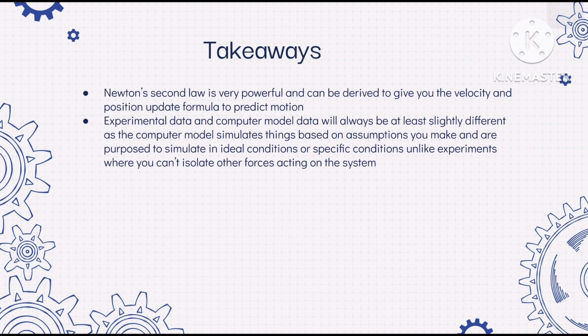Conclusions, some takeaways. Newton's second law is very powerful and can be derived to give you the velocity and position update formula to predict motion as seen in our code. Experimental data and computer model data will always be at least slightly different, as the computer model simulates things based on assumptions you make and is purposed to simulate ideal conditions or specific conditions, unlike experiments where you can't isolate other forces acting on the system.